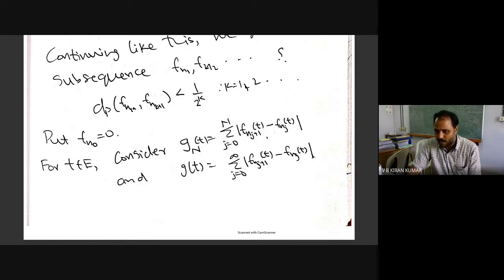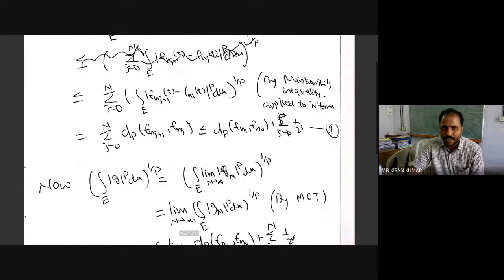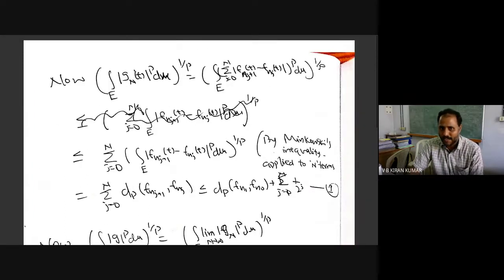Gn is this absolute value sum and G is this, in such a way that Gn monotonically increases to G. Is that okay? Now I am simply taking the integral, the p-th integral, and here I am applying Minkowski's inequality.